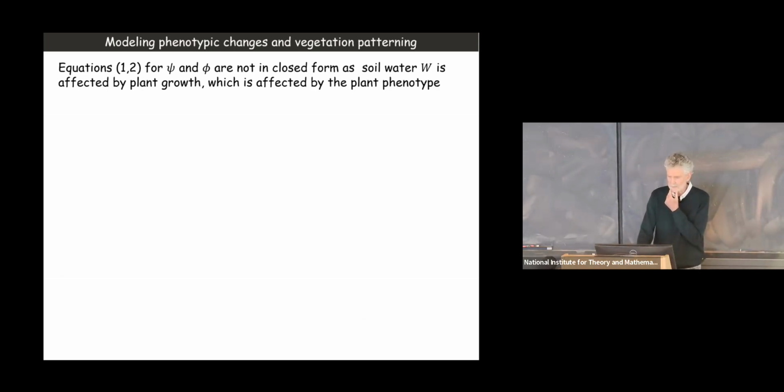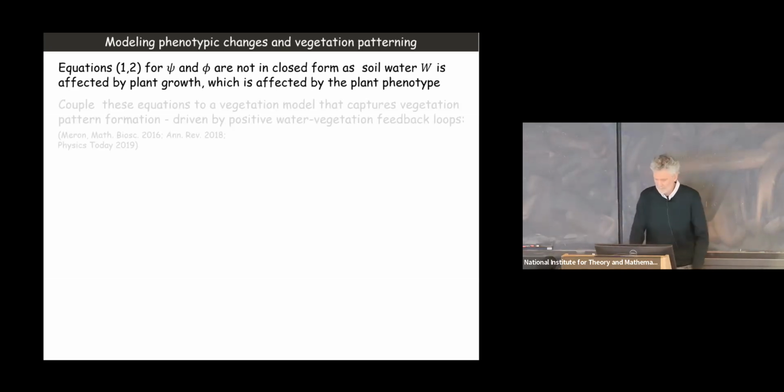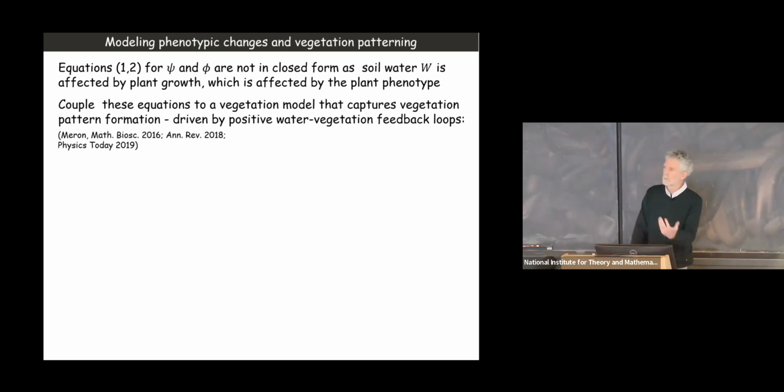But these equations are not closed because they depend on the soil water content. And the soil water content is affected by biomass growth. There's more water uptake. And biomass growth, in turn, is affected by the phenotypic changes. So we need to couple these equations to a model for the biomass and water. And we want that model to capture vegetation patterning if we want to address not only phenotypic changes, but also spatial patterning as stress adaptation mechanisms.